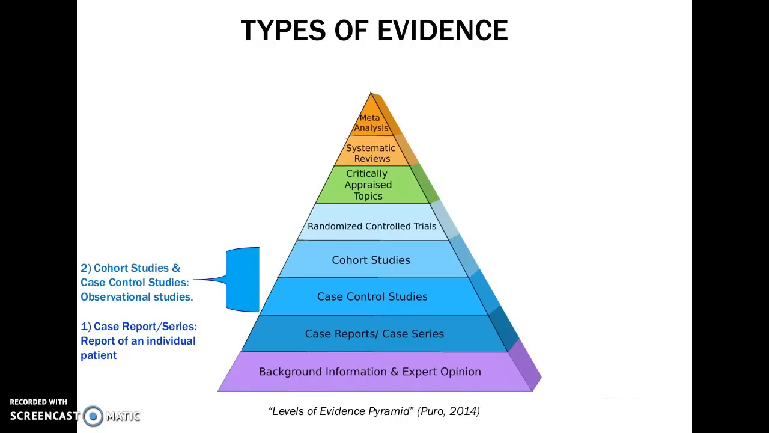Our next level of the evidence pyramid is cohort studies and also case control studies. These are observational studies. For example, a cohort study is a form of longitudinal study.